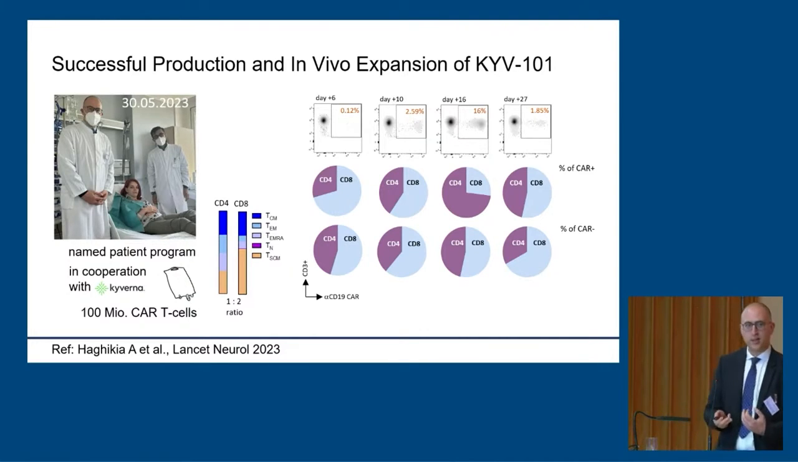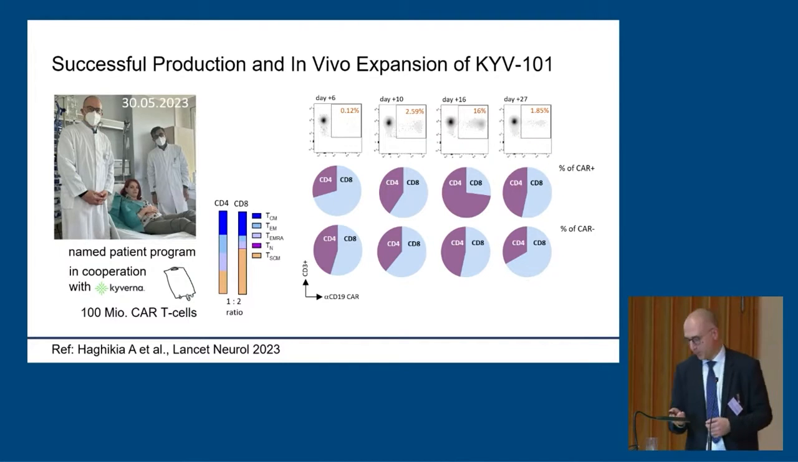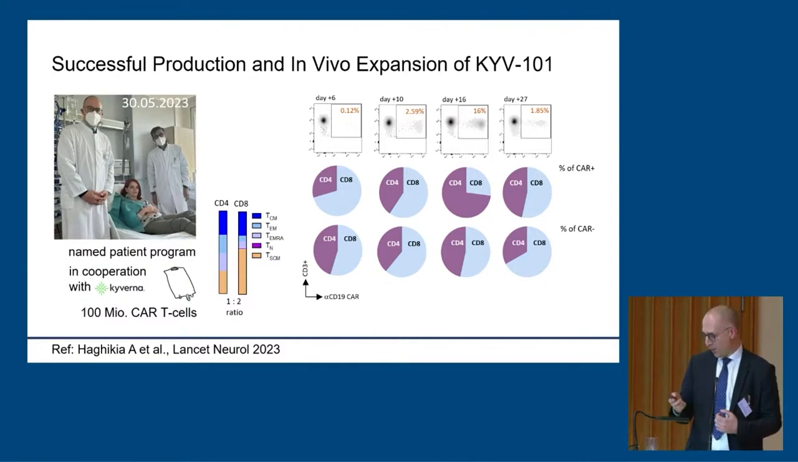And I told you that we had fewer CD4 cells, but if you look at the expansion of the CAR T positive population in the patient, you see that this peak is mostly mediated by CD4 cells expanding, and then again reaching an almost 1-to-1 ratio at the end. We don't know, of course, what this means exactly, but it's a nice thing to look at the moment.